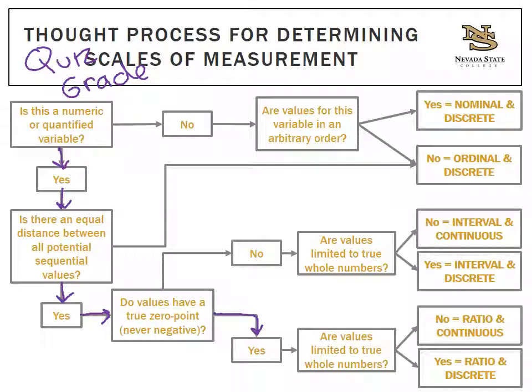Now we have to ask ourselves, are values limited to true whole numbers? In this case, the answer is no, because you can have a fraction or a decimal in your quiz grade. You could have an 89 or an 89.5 or an 89.2 or whatever. Pretty much all of the values are possible. So now we've landed on ratio and continuous. Quiz grades would be considered ratio and continuous.